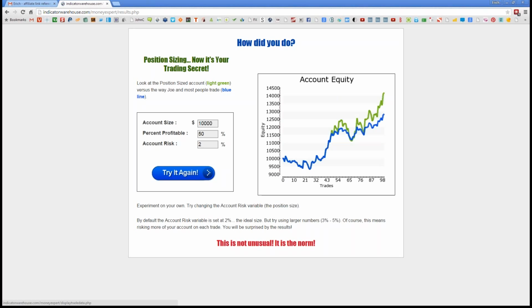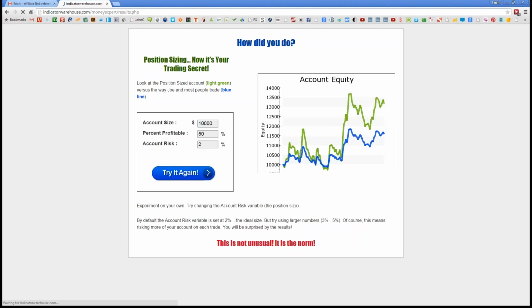But look, at the end of the 100 trades, Joe is up to just under 13,000. We're up to 14,000. Now that doesn't seem like a lot, not a lot of difference, but look at this equity curve. Look at the heat that we were taking here. Right out of the gate, we took a series of losers, finally had some winners, took some more losers, finally had some winners. This is like real life trading, folks. Okay, let's do it again.